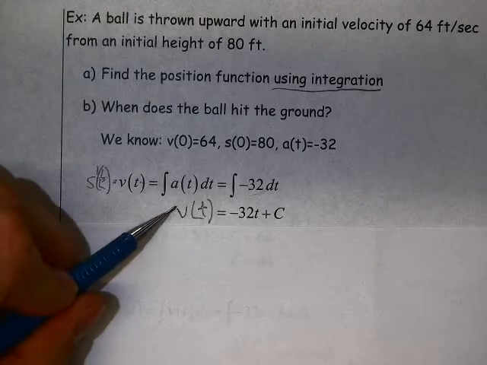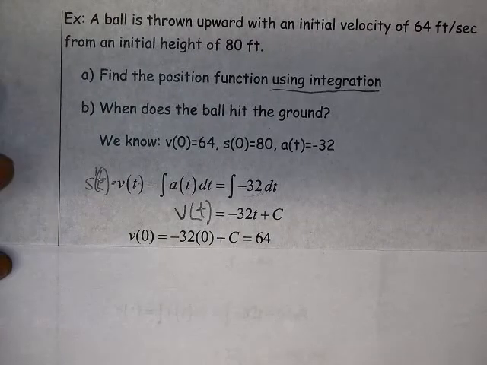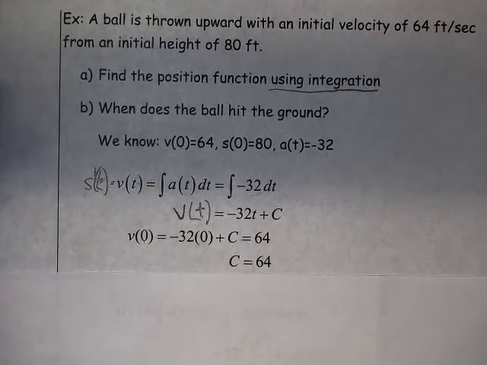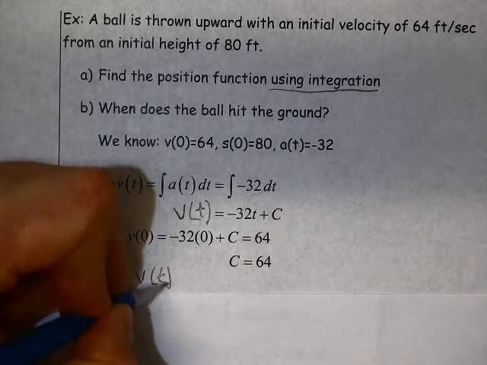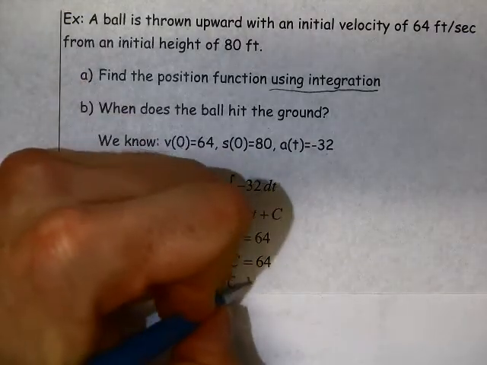I'm going to plug in that initial velocity that I have. I was told v of 0 equals 64. And I plug in 0 to v of t, so I find c is 64. Right? That means that my velocity function is negative 32t plus 64.